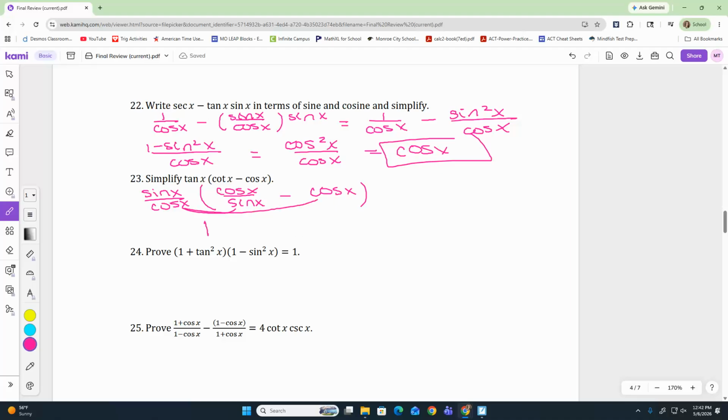Okay, when I multiply it to this one, the cosine on top and bottom cancel, so I just get 1 minus sine x. It's not sine squared, so I can't change that to anything else. That is my final answer.